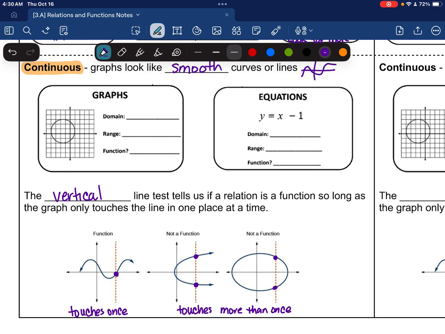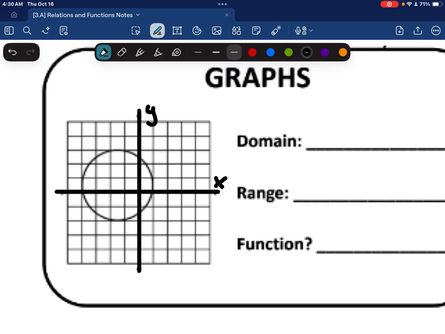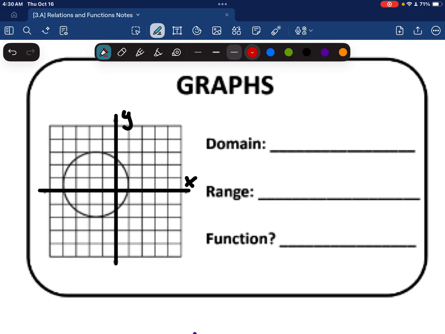Alrighty, so let's take a look at this one. This graph's kind of hard to read, so we're just going to accentuate some stuff. So here's our x-axis. Here's our y-axis, and I find if you kind of darken it, it makes it a little easier to see. Okay, so you'll get into how to write this domain and range a little bit later. But let's just talk about what you see.